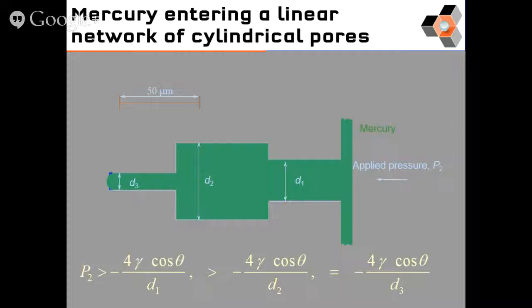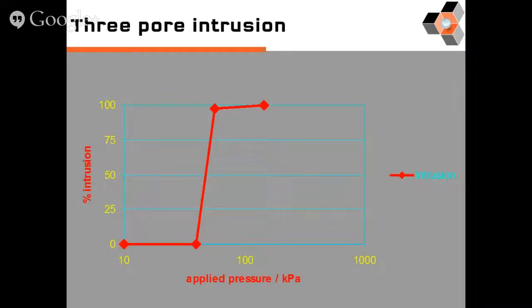Okay, so we've now got it into d3, and if we plot that particular intrusion curve there, the 3-pore intrusion, there we have it. We have this S curve which is appearing, nothing much to start with, then a big volume as we increase the pressure, and then the little cylinder at the end doesn't intrude very much.